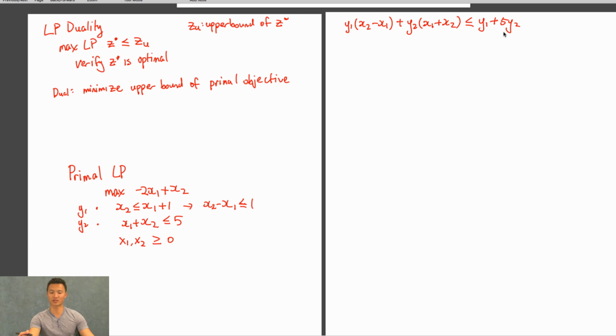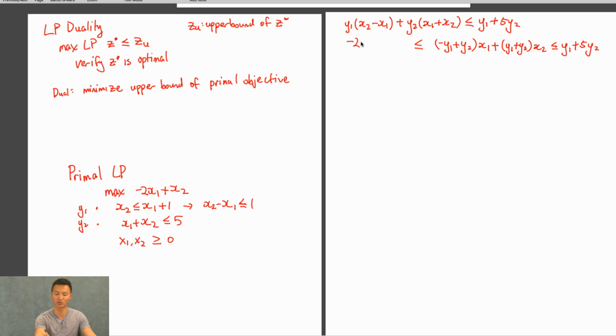Well, let's think about this. Remember that we wanted to find an upper bound for our objective value, right? Let me rewrite this in terms of x1 and x2. So we're going to have negative y1 x1 plus y2 x1, plus y1 plus y2 of x2, is less than or equal to y1 plus 5y2.